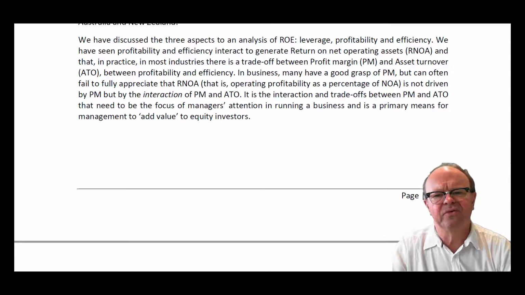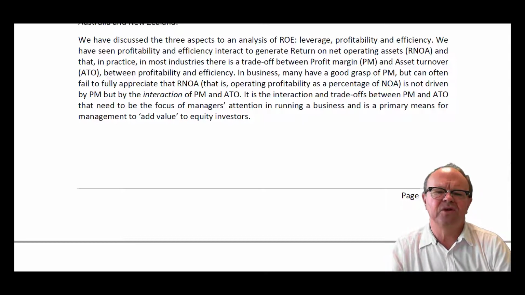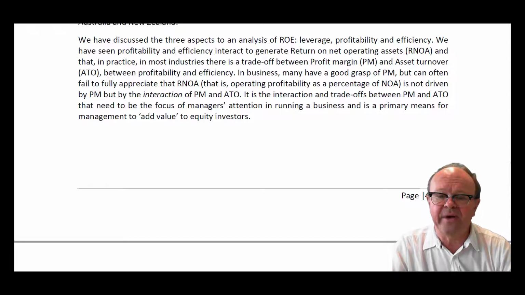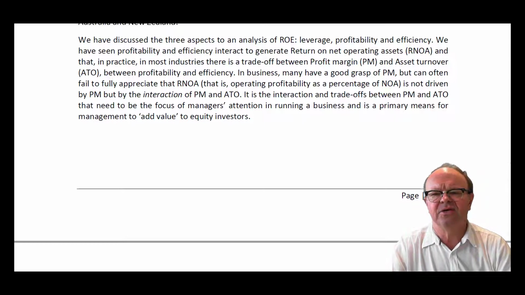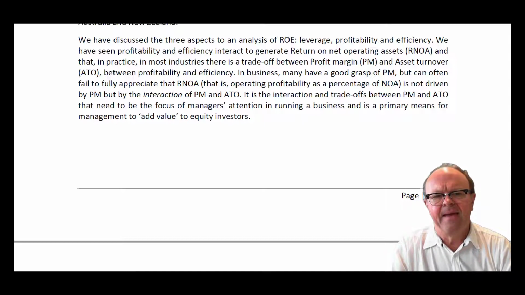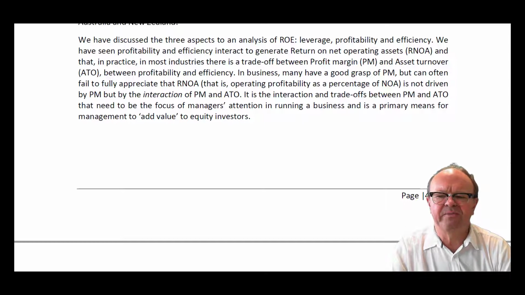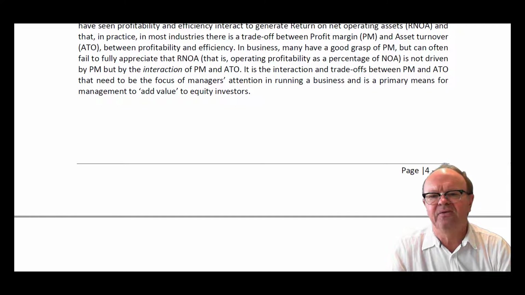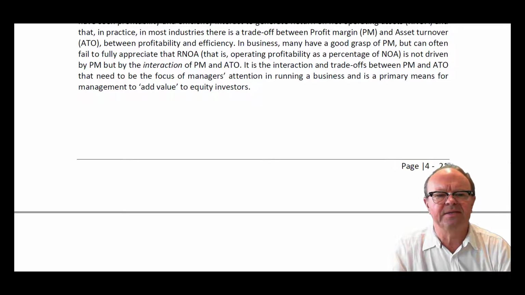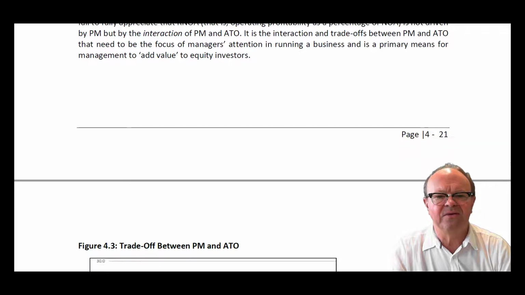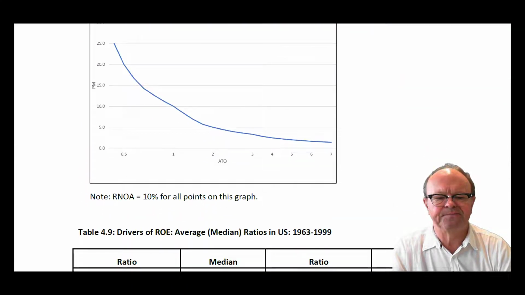In business, many have a good grasp of profit margin, but can often fail to fully appreciate that return on net operating assets, that is operating profitability as a percentage of net operating assets, is not driven by profit margin, but by the interaction of profit margin and asset turnover. It is the interaction and trade-offs between profit margin and asset turnover that need to be the focus of managers' attention in running a business, and is a primary means for management to add value to equity investors.